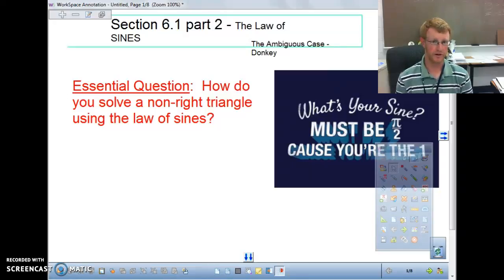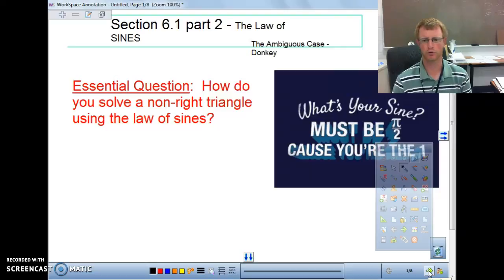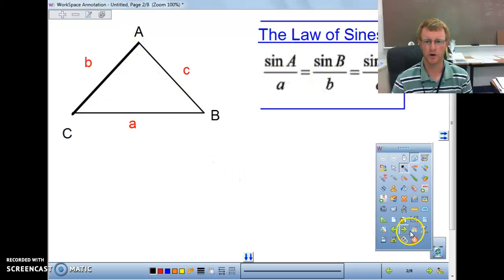All right, so this is going to be the second part of 6.1. We're talking still about the law of sines, but we're talking about the ambiguous case where you have angle side side. We call that the donkey case. So we are still using the same essential question of solving a non-right triangle, just we're looking at the third case here. This is just a reminder, this slide is what the law of sines is and how we draw our triangle. That's from the previous notes.